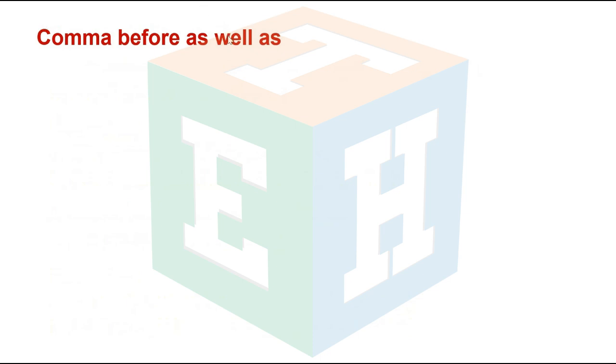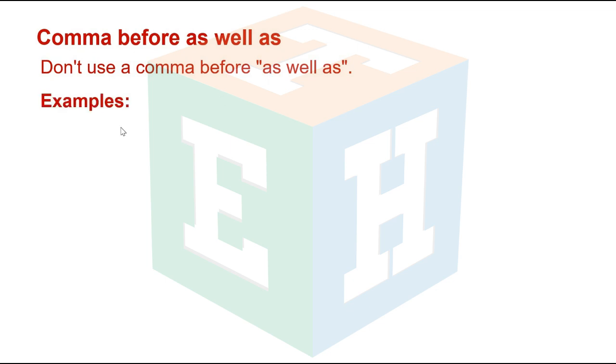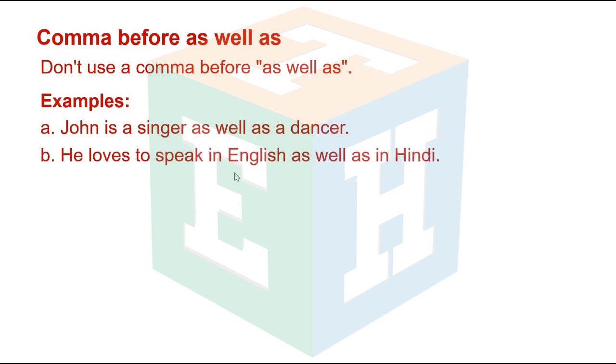Comma before as well as. Don't use a comma before as well as. Examples. A, John is a singer as well as a dancer. B, he loves to speak in English as well as in Hindi.